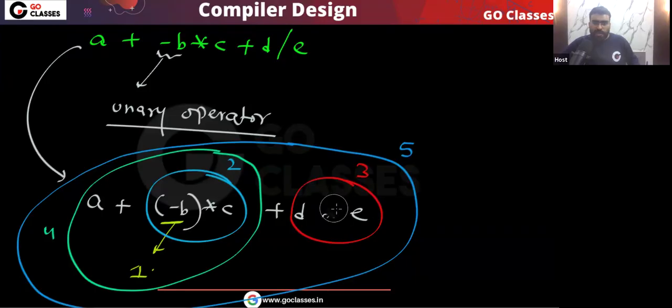Sorry, D divided by E. There is D divided by E. That is also fine, right? So everything is fine. So tell me, first what are we going to do? We are going to do this minus B. This is what we are going to do first.